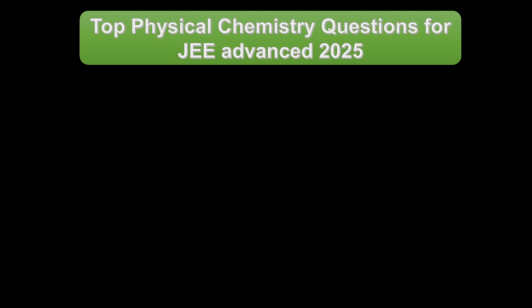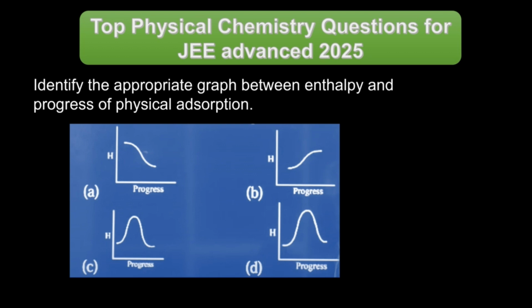Moving on to the next question. Identify the appropriate graph between enthalpy and progress of physical adsorption. Okay, so this is a single correct answer. Let's see. We very well know about the enthalpy of adsorption. In case of physisorption, what will happen? As the reaction progresses, as the reaction moves forward, the enthalpy will decrease. So enthalpy decreases as the reaction progresses, right?